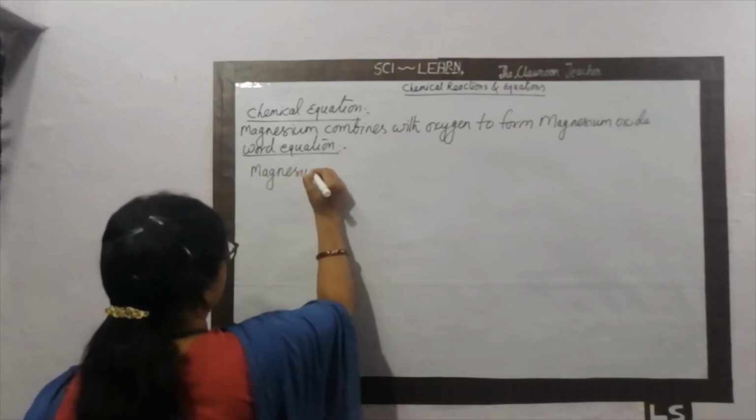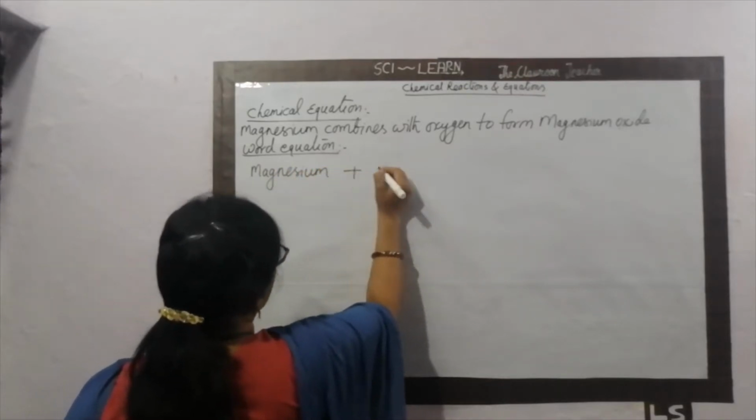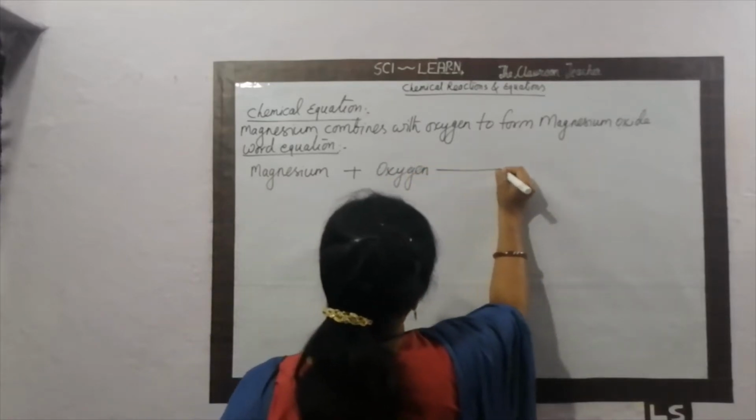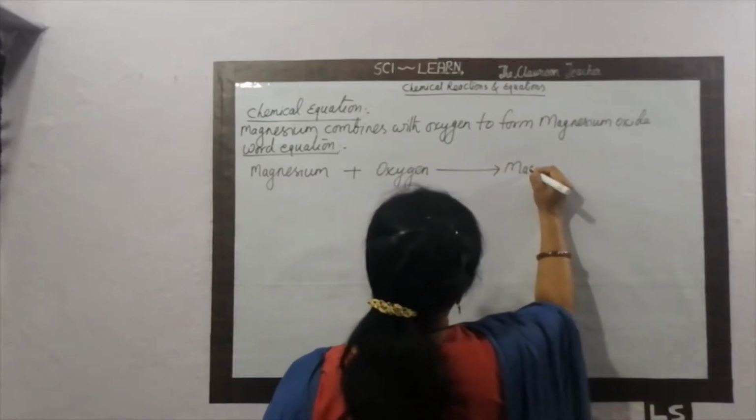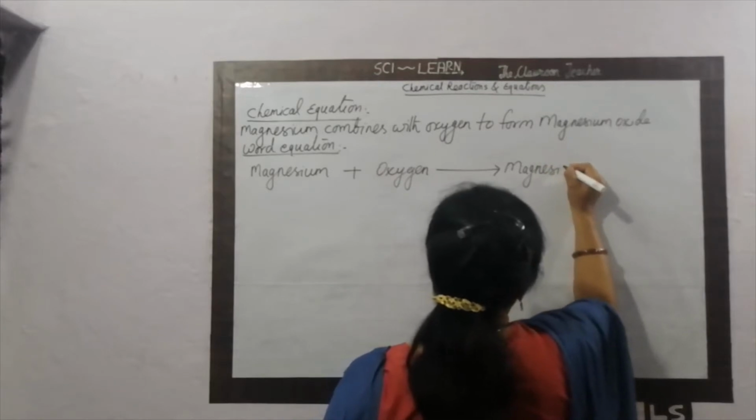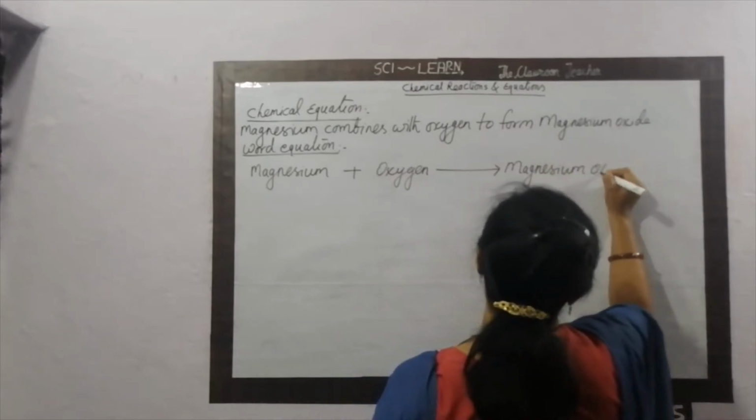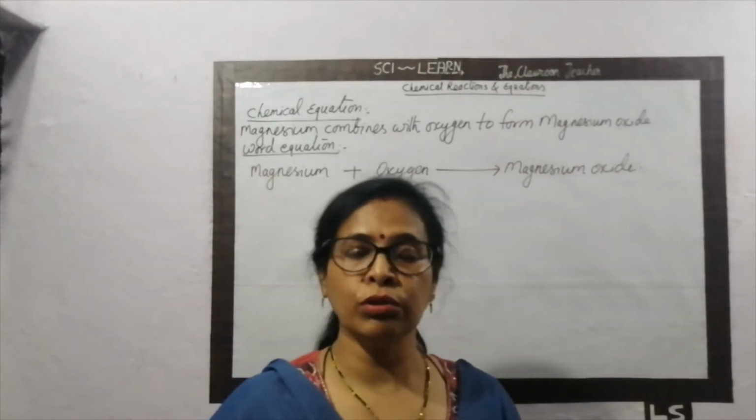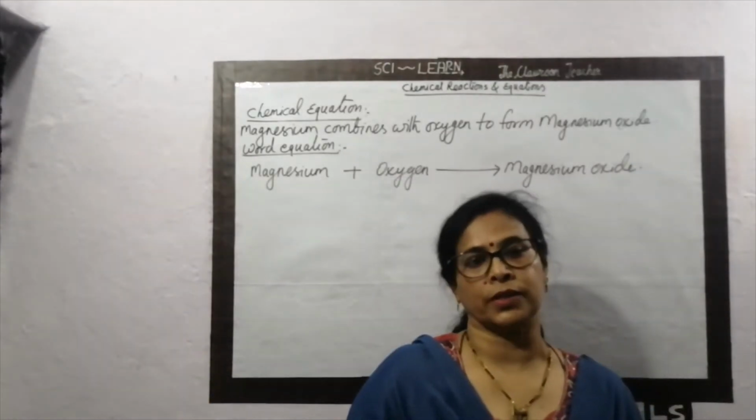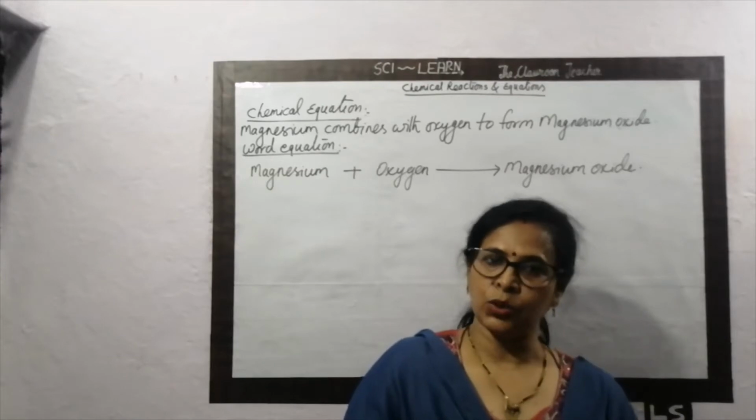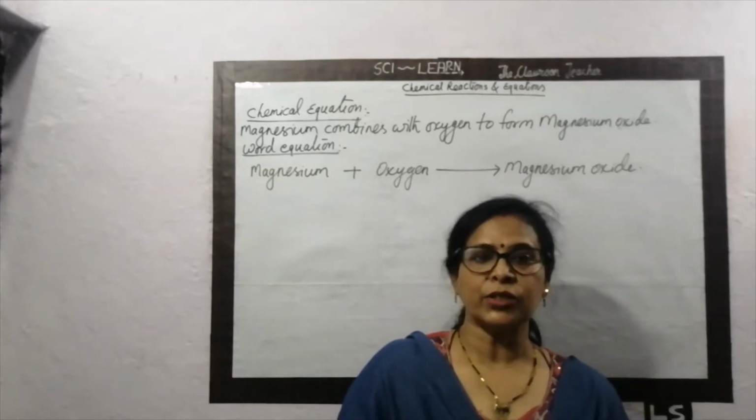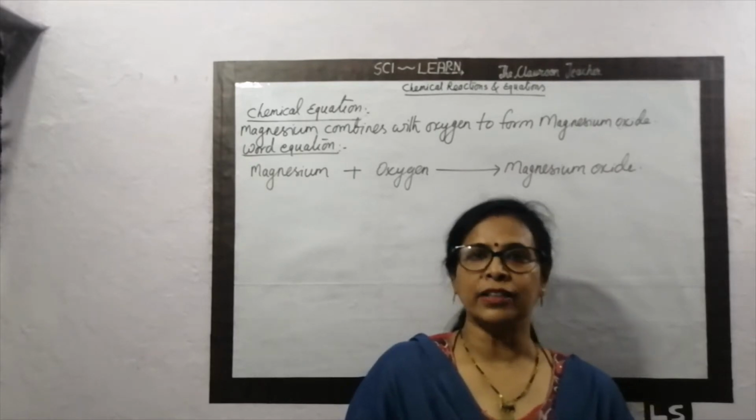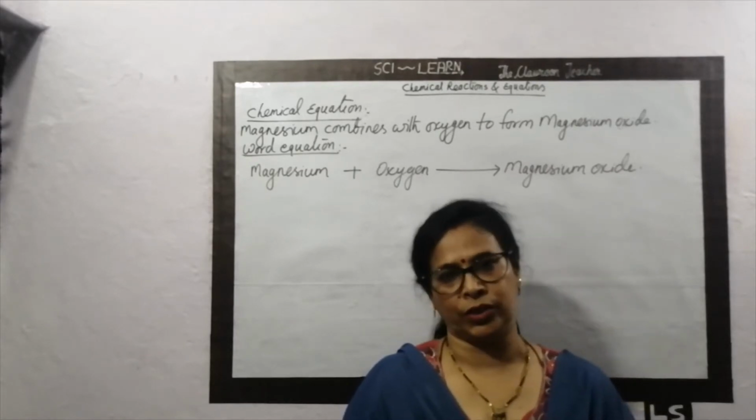Magnesium combines with oxygen to form magnesium oxide. But there is some other way also to represent the chemical process. That other way is quite easy, and saves time and space also. And that is called the chemical equation.